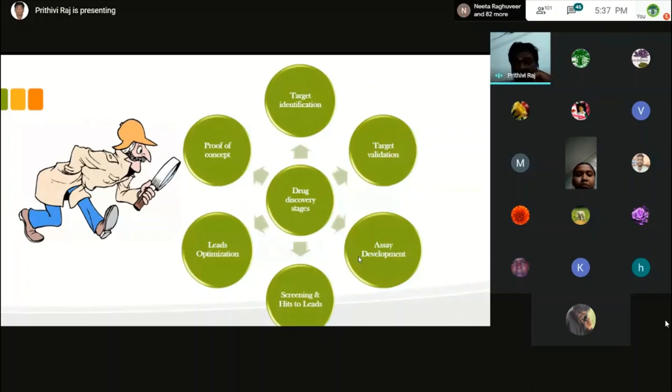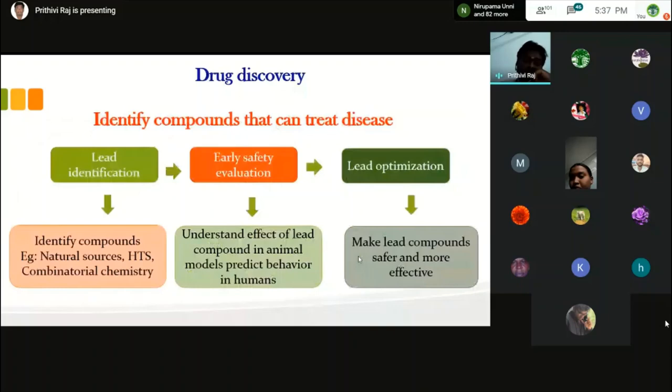So okay, come to drug discovery. How do we identify the compounds to treat the disease? What are the steps? The first one is lead identification. Lead identification means identifying the compounds from natural resources through chemical methods. We can also use non-chemical methods, and some persons use instrumentation methods. So these are the methods used for lead identification.